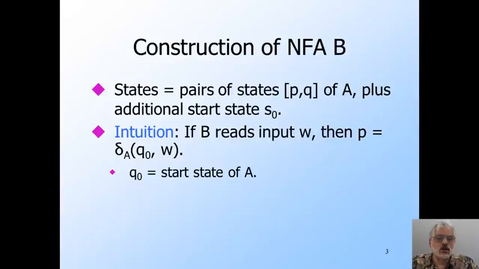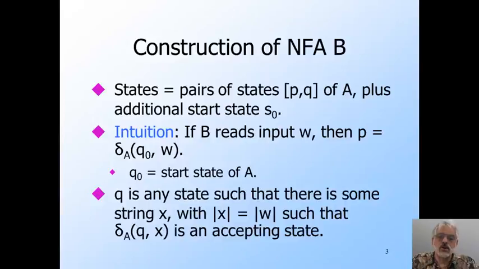But first of all, the first state of the pair, P, is the state that A enters after reading input W. So although B can be in several different states after reading W, they all have the same first component, and B simulates A using the first component of A's state. The second component, Q, is a state such that A can go from that state Q to an accepting state of A while reading some input X whose length is the same as that of W. B will be in all states PQ such that Q satisfies the condition I just set.